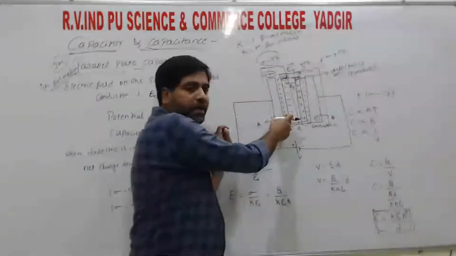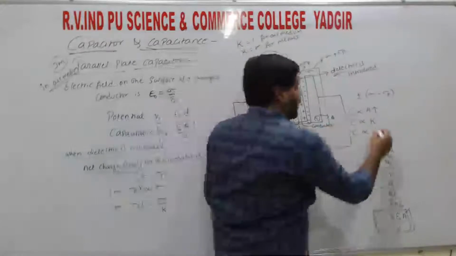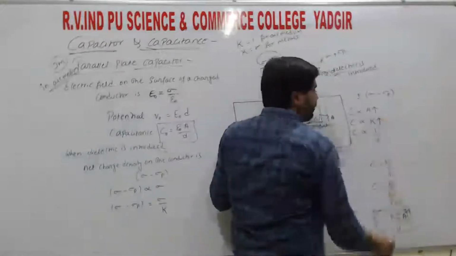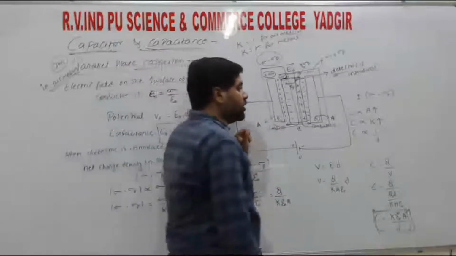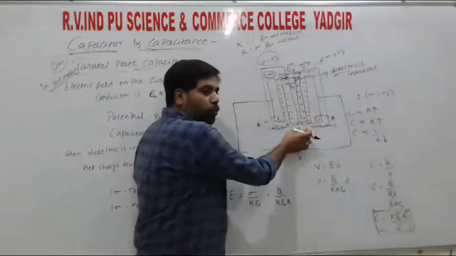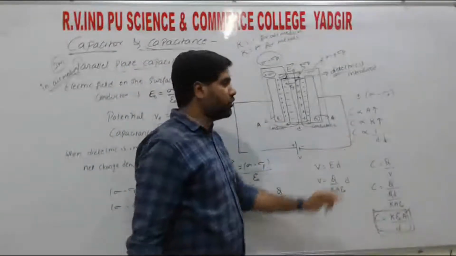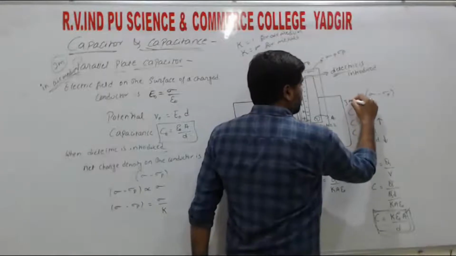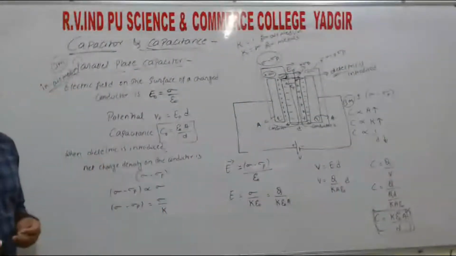So if we increase the area of the plates, then capacitance increases. Next, if we increase the dielectric medium, then also the capacitance of a capacitor increases, right? Next, if we decrease the distance between the two plates, then the capacitance of a capacitor increases. They ask this one also for 3 marks. Either they ask how, or on what factor.